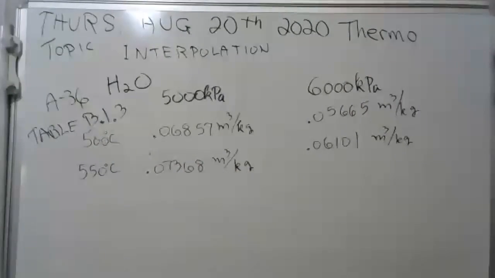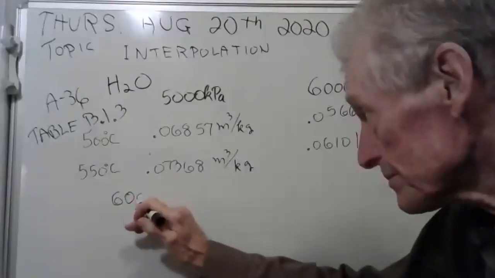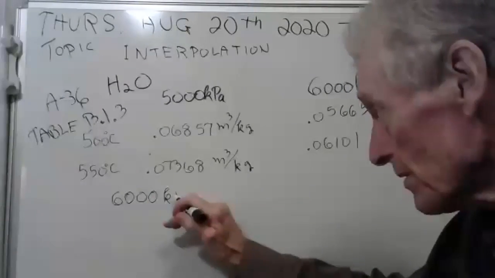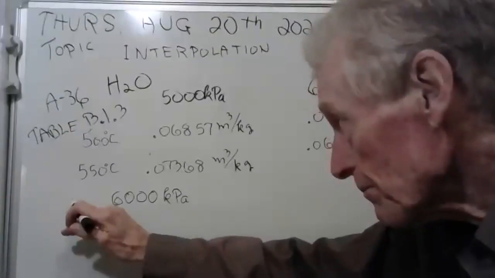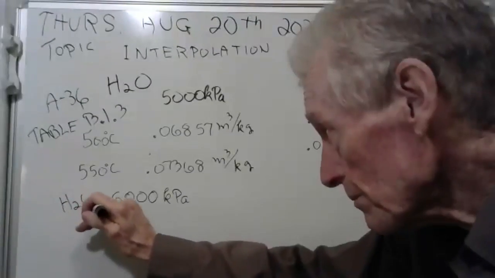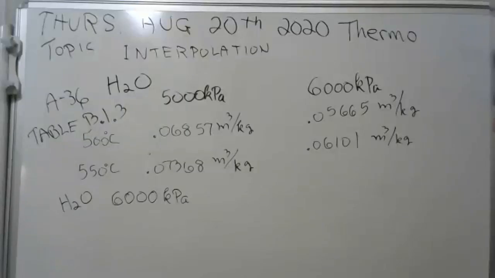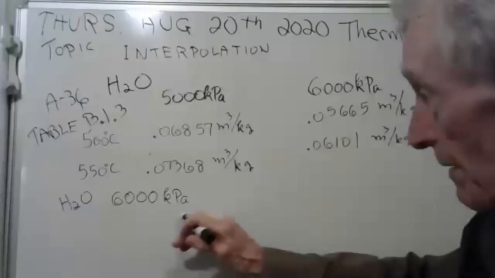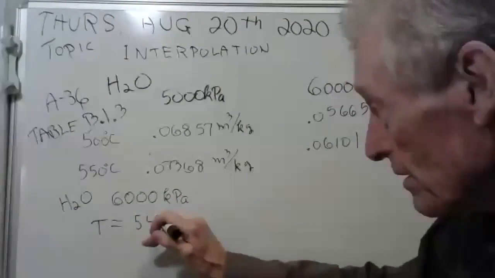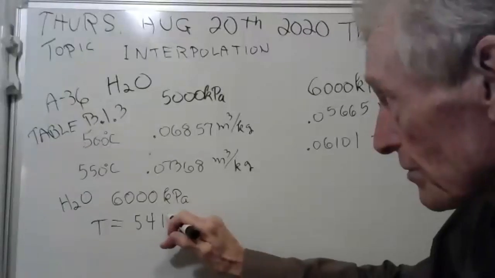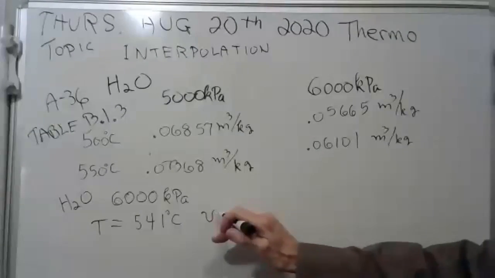All right, let's suppose this time you had 6,000 kilopascals. You're working a problem, and you know it's water vapor. It's steam, actually. 6,000 kilopascals. And suppose the temperature is, I'll make something up, 541 degrees Celsius. We want to know what the specific volume is.